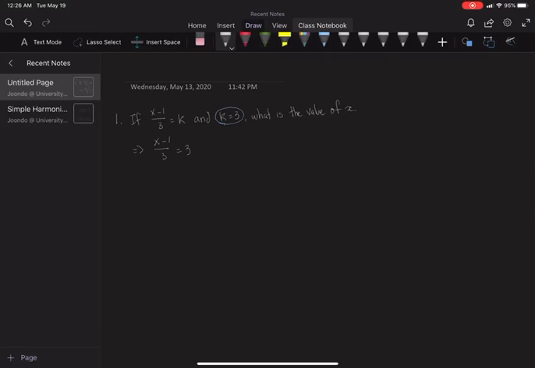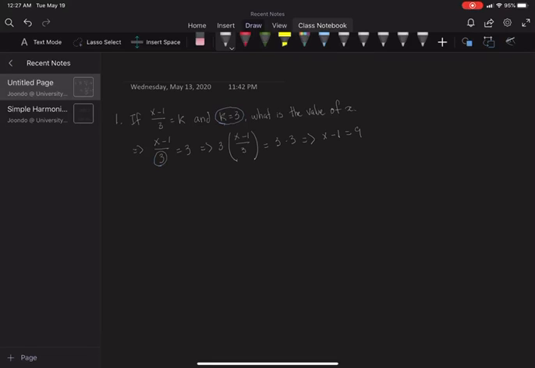When we have a denominator like this, we multiply by 3. So we multiply here by 3, and if you multiply the left side by 3, you multiply the right side by 3. So 3 times 3. Here we get x minus 1 is equal to 9.